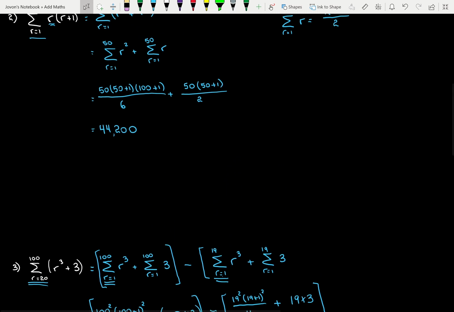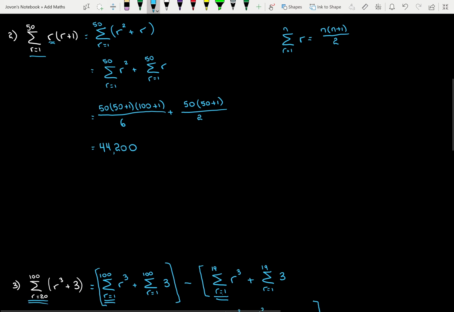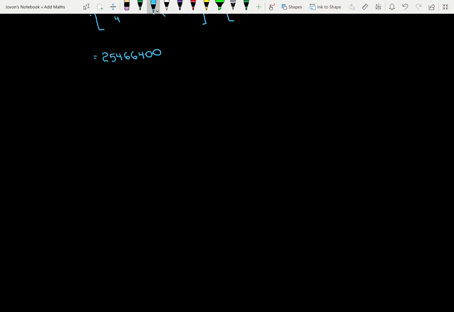Another thing we could do too, so I'm going to redo this question actually, and I'll show you another way we could present it. So let's say we want to answer this question 2 in terms of n. So I'll add in another question, question 4. We're going to find the sum from r is equal to 1 to 50 of r squared plus r, right?